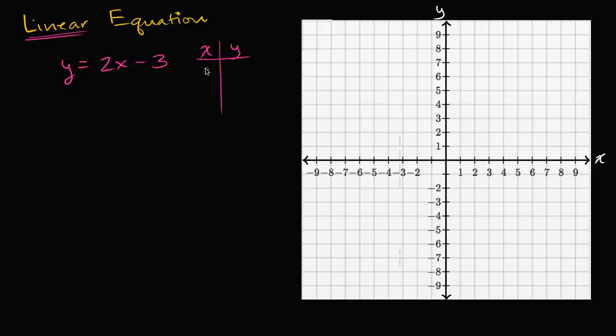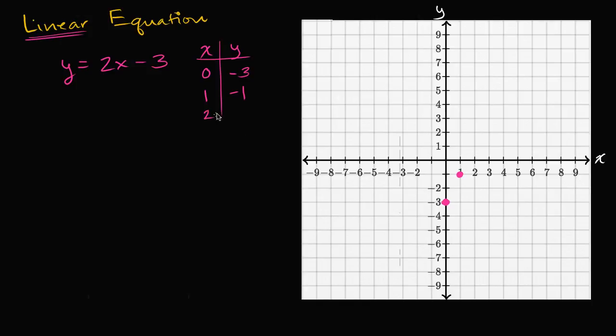So if x is equal to 0, y is going to be 2 times 0 minus 3, which is negative 3. And on our coordinate plane here, we're going to move 0 in the x direction, 0 in the horizontal direction, and we're going to go down 3 in the vertical direction, in the y direction. So that's that point there. If x is equal to 1, what is y equal to? Well, 2 times 1 is 2 minus 3 is negative 1. So we move positive 1 in the x direction and negative 1 or down 1 in the y direction.